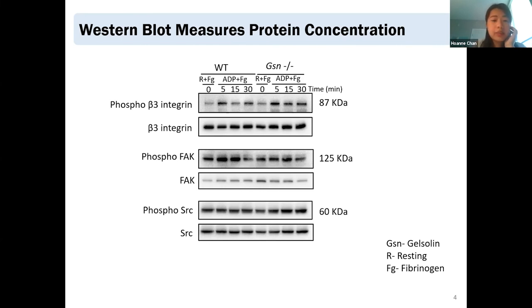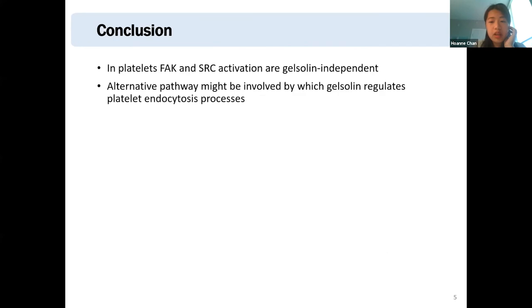So next slide, please. So as shown in the previous slide, it can be concluded that the integrin alpha IIb beta 3 pathway was functioning properly, and the FAK and SRC activation are gelsolin independent. Moving on from here, more research will have to be done to investigate the alternative pathways to see if gelsolin is in fact regulating platelet endocytosis. Thank you.